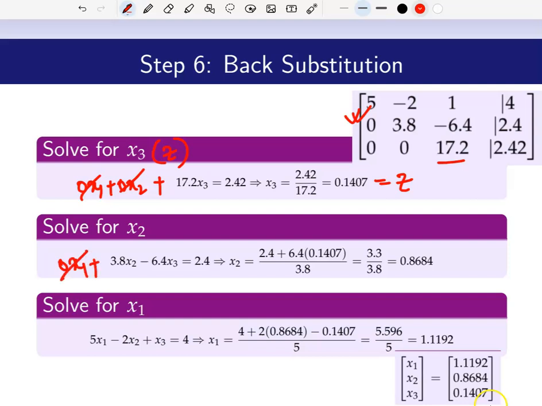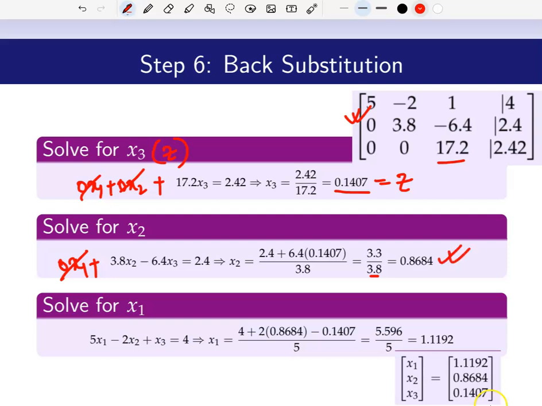So 3.8 x2 minus 6.4 x3 is equal to 2.4. So x2 will be 2.4 plus 6.4, now that we got the x3 value, we plug in 0.1407, divided by 3.8. We'll get 3.3 by 3.8, so 0.8684.